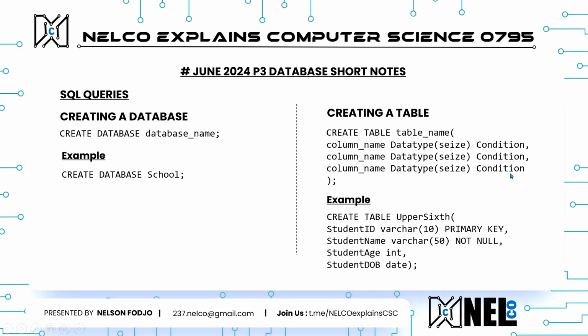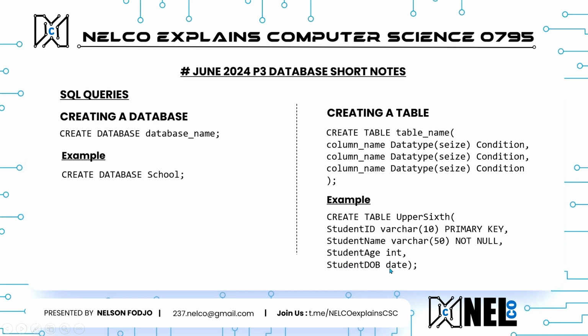Let's look at an example. CREATE TABLE student, you open the parentheses. As attributes or columns, we have student ID, data type varchar, meaning it will be text, of size 10, meaning the maximum number of characters this attribute could take, just 10. Next, the condition is primary key. So student ID here represents the primary key. You put primary key, comma, student name varchar 50, not null, meaning this attribute can't accept null values. Student age is an integer.